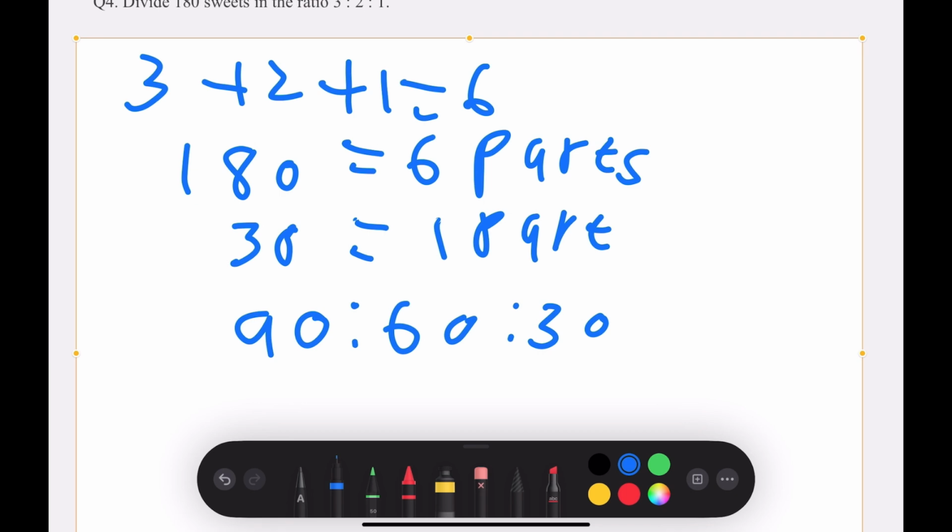So 90 plus 60, that's 150, plus the 30, that's 180, and that is the total number of sweets. So therefore, we know the answer is most likely going to be correct, and is. So that is a good way of how to check your answer in the exams.